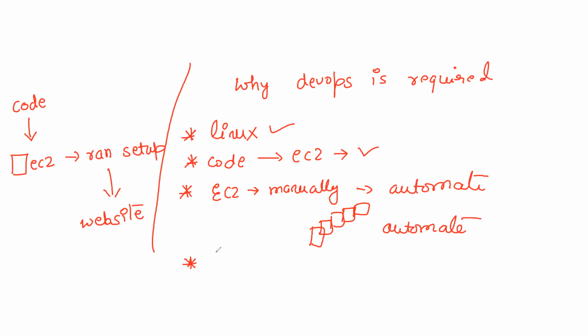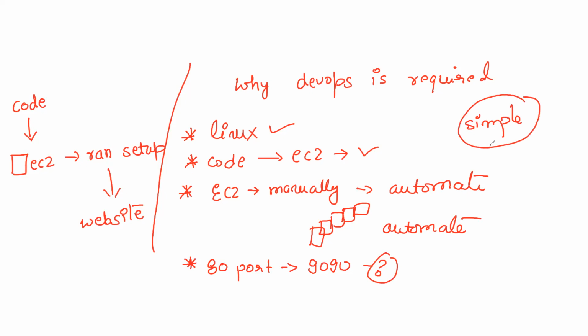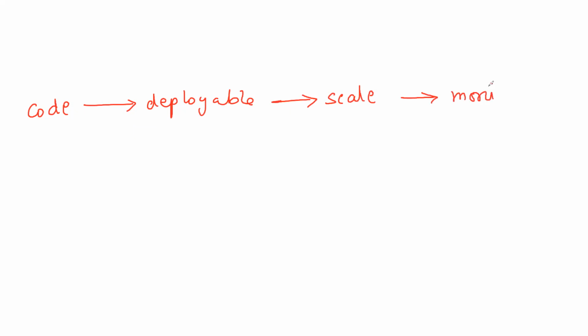And after that, I know that port 80 was open, but what if the developers want port 9090? How does that work? At the end of the day, even if I had to display a simple website for you, I had to go and do a lot of things. Imagine a very big company, a very big startup wants to automate all of this process. They want to make sure that the code that is present is easily deployable, and it can also scale and we can monitor all of it.